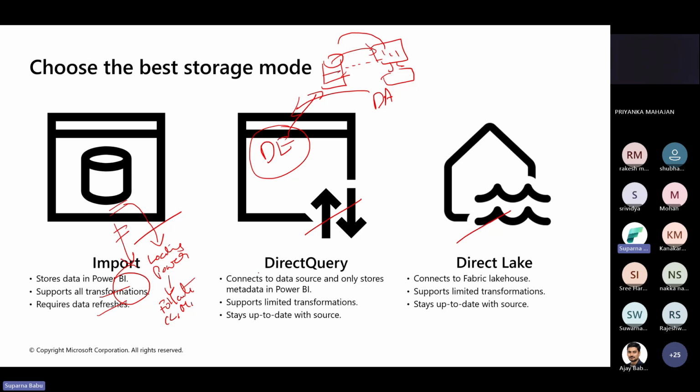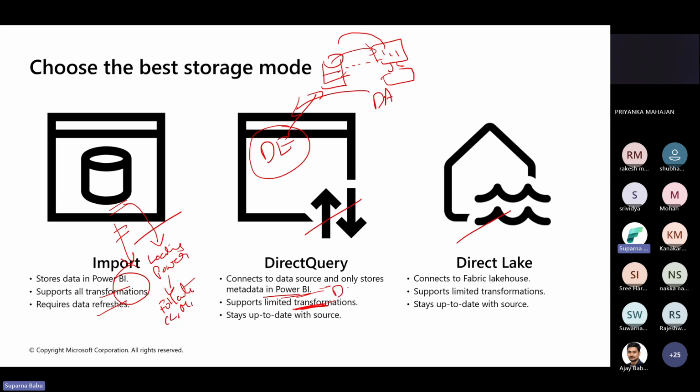So that's what you can see here: connect to the data source and only store metadata. It will not store actual data. And moreover, it will support limited transformations. It will support limited transformations. And it stays up to date as a source.